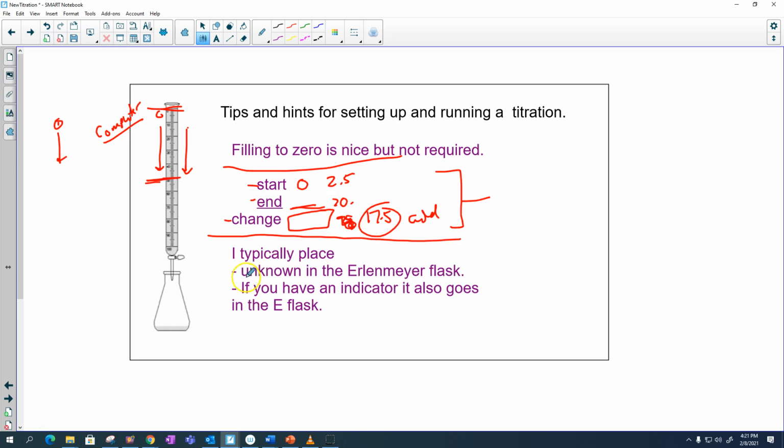Again, I typically place the unknown in here. Unknown. And then here I put the known in. Again, it's not absolutely required, but just how I do it. And it tends to be pretty commonly done that way. The indicator also would go in here. You wouldn't want to put the indicator in the burette. Okay? And typically an indicator could be just a couple drops, but that would be something that I would also mention. Okay? This is called the stopcock or a valve, and it makes sure you understand which way it turns to be open, which way it turns to be closed.